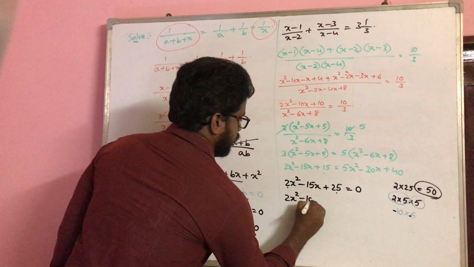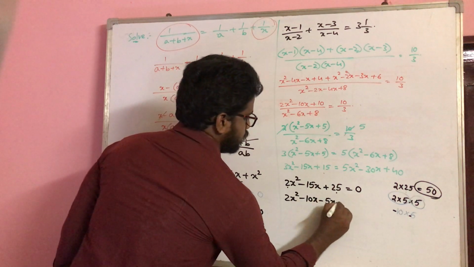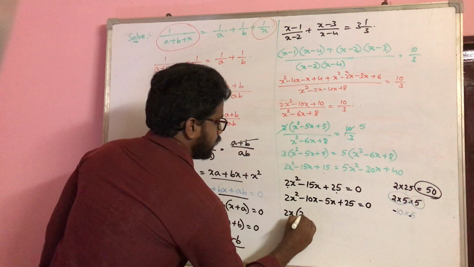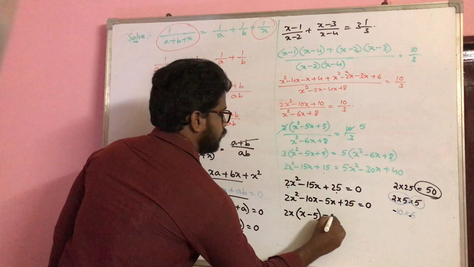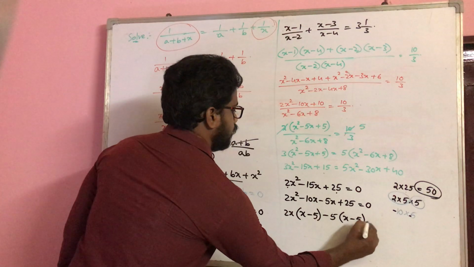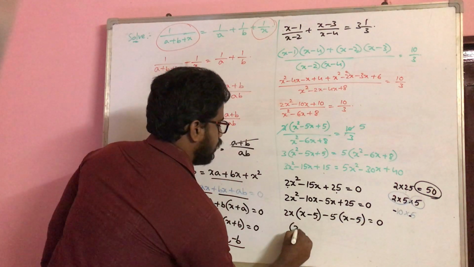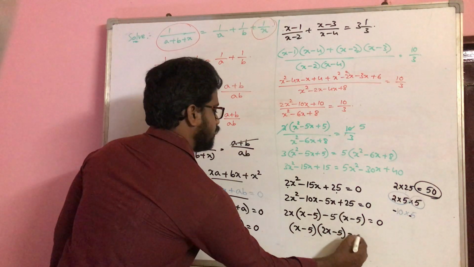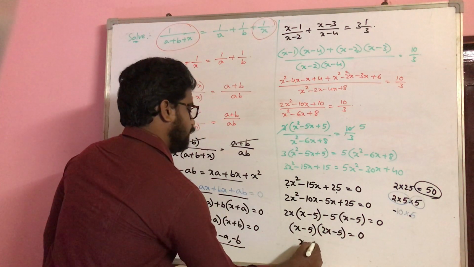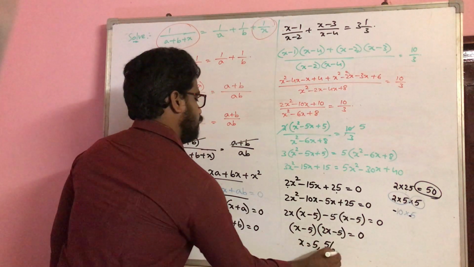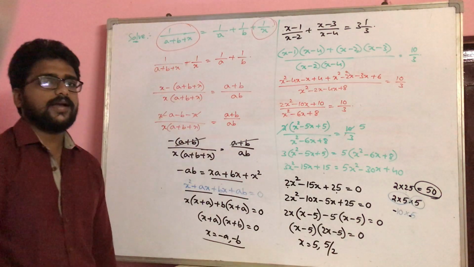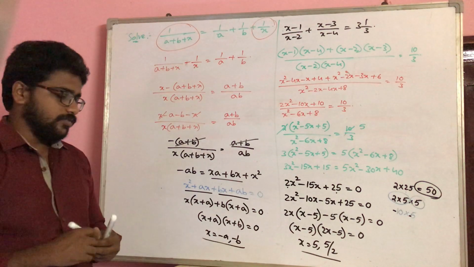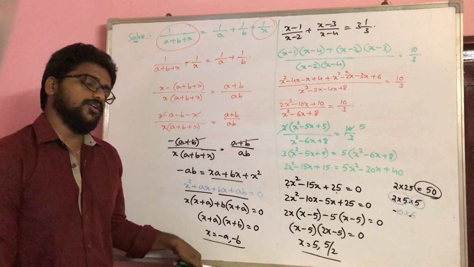2x square minus 10x minus 5x plus 25 is equal to 0. Take 2x as common, (x minus 5), and minus 5 as common, (x minus 5). So on the whole you can take (x minus 5) into (2x minus 5) is equal to 0. You will get x equal to 5 or 5 by 2, right? So this is how you have to concentrate on factorizing a quadratic polynomial.